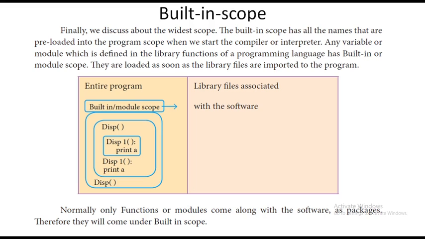Next one is built-in scope. Built-in scope is nothing but some scopes that are preloaded into the compiler. That is what is known as built-in scope. All the programming languages provide built-in functions. The built-in function comes under the topic of built-in scope.